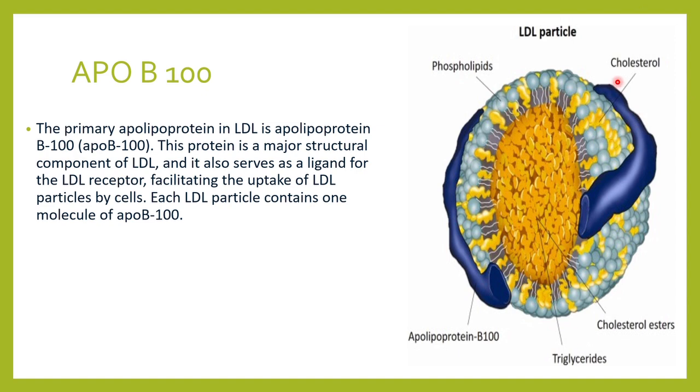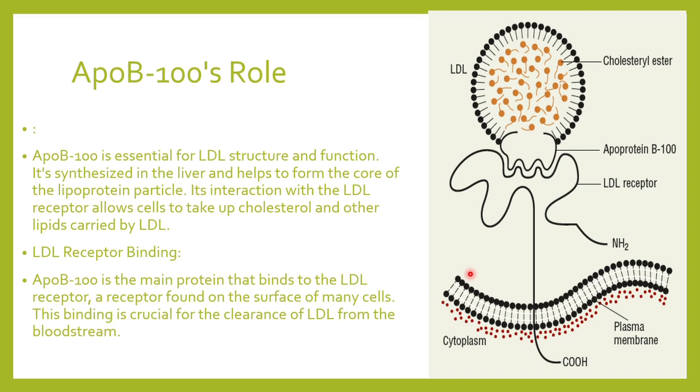To help the cells take up the LDL, you need apoprotein B100. This is the LDL receptor, and this is apoprotein B100, which acts as a ligand that helps in the transport of LDL to the tissues and cells. So this becomes an important part of LDL, and it is very crucial for the clearance of LDL from the bloodstream. If there is any abnormality in ApoB100, it is not taken up by the cells, and there can be decreased clearance of LDL. So it is a very important component of this lipoprotein.